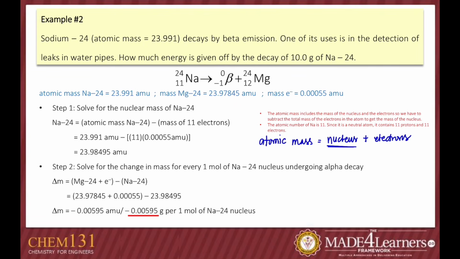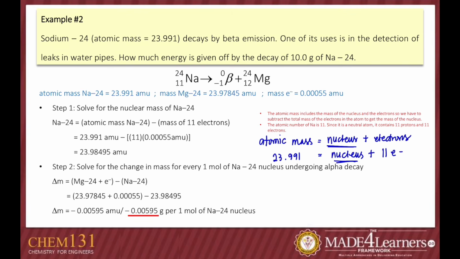So kung atomic mass kay 23.991, that's equal to the mass of the nucleus plus the total mass of the electrons. But because this is sodium 24, 11 ni siya, neutral na siya nga atom, na 11 ka protons, meaning na po na siya 11 ka electrons. So muna siya diri, no? 11 plus 11 ka electrons.